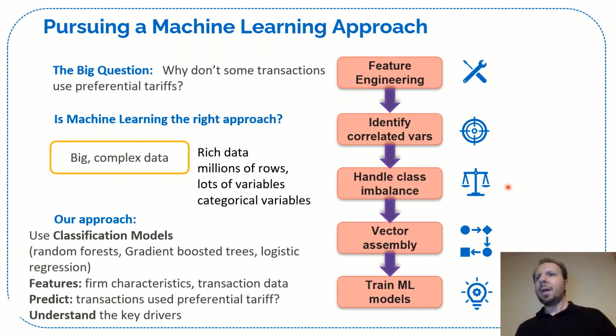Afterwards, we bring all these features together. We do what we call the vector assembly, and then we have to run normalization on those features that appear in different scales, because these are completely different features. And having finished this step, we are ready to train the machine learning models, which will predict whether a transaction has utilized preference tariffs or not.